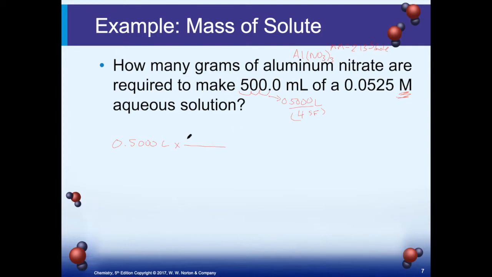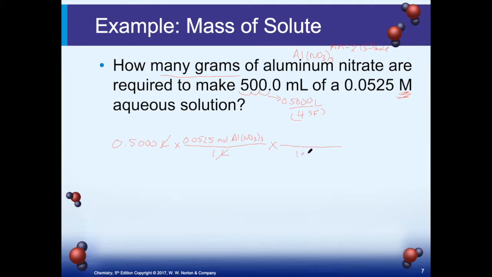And so now I am going to use this molarity as a conversion factor. And it says that I have 0.0525, and remember what this means, moles of aluminum nitrate, so moles of Al(NO3)3, for every 1 liter of solution. So that means my units of liters will cancel, and so right now I'm in units of moles of aluminum nitrate. Well, the question is, how many grams of aluminum nitrate? So I need to convert that moles of aluminum nitrate into grams of aluminum nitrate. Well, that's what the molar mass is for, all right?